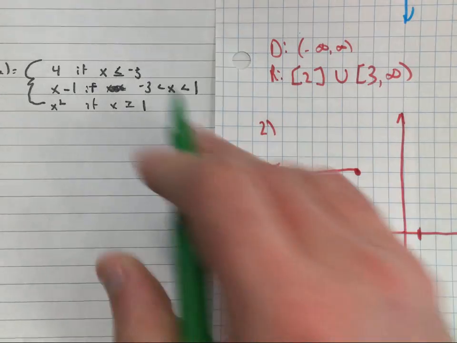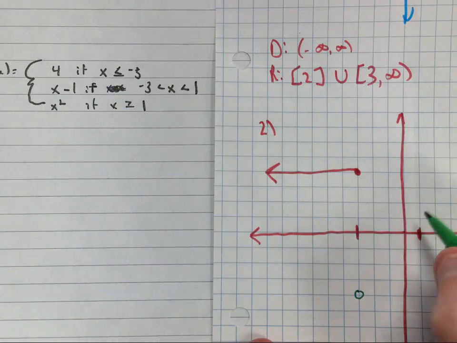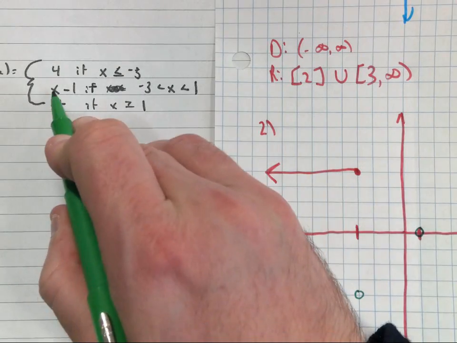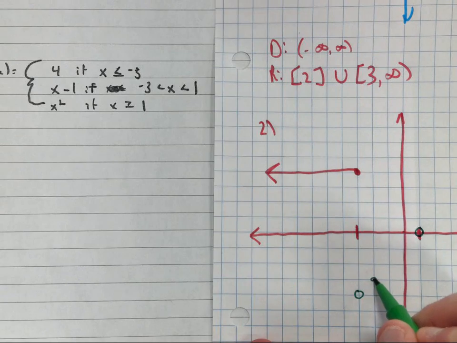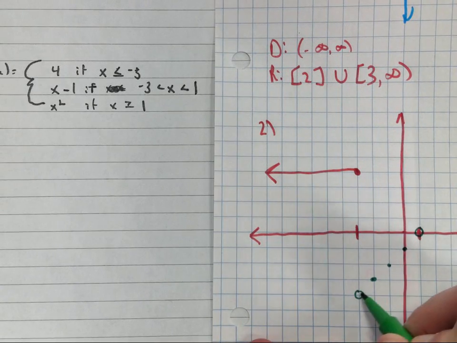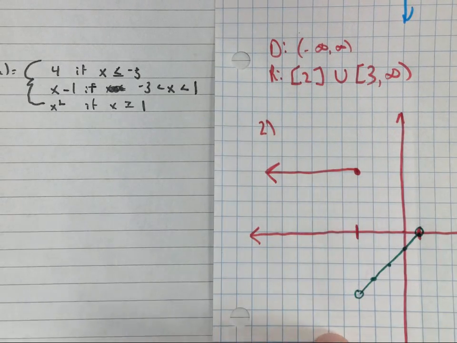So I'm going to go to negative 3, negative 4. Open dot. Then plug 1 in. 1 minus 1 is 0. Open dot. And use my slope to connect. Up 1 over 1. Up 1 over 1. That's my second piece.